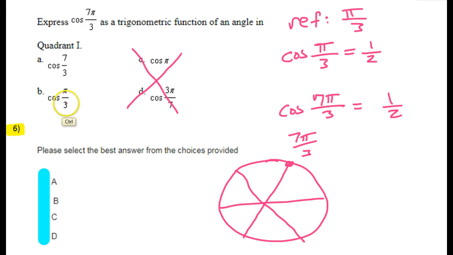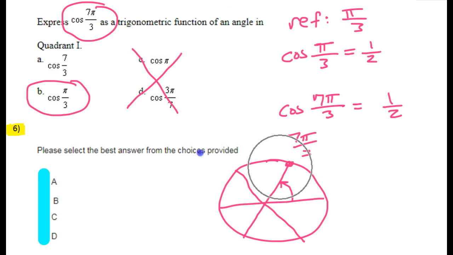And of course, pi over 3 itself is in the same position. So 1 pi over 3 is in the same spot as 7 pi over 3. So that's why the cosine of these two will be the same. They will both be positive 1/2. They're both in the first quadrant.